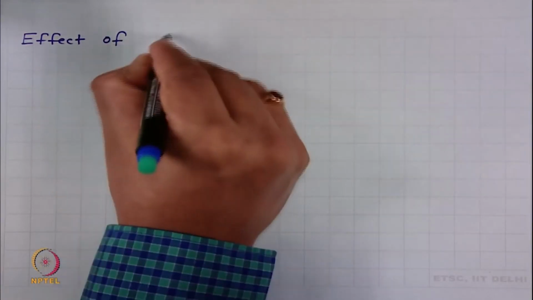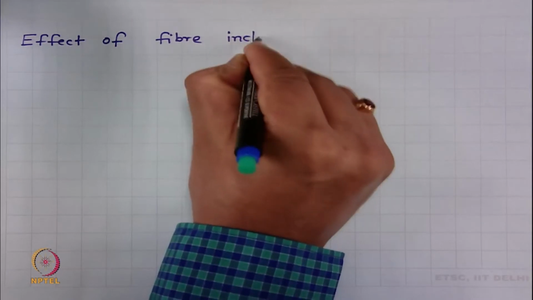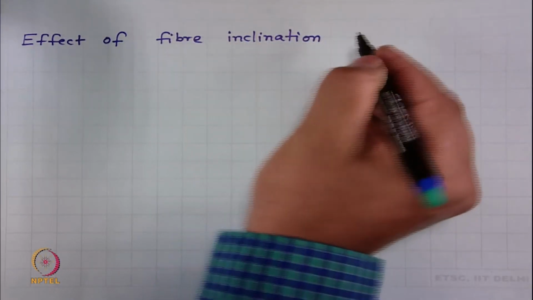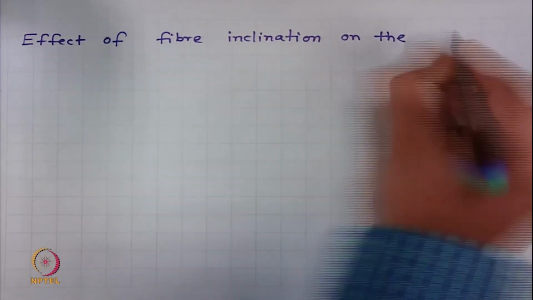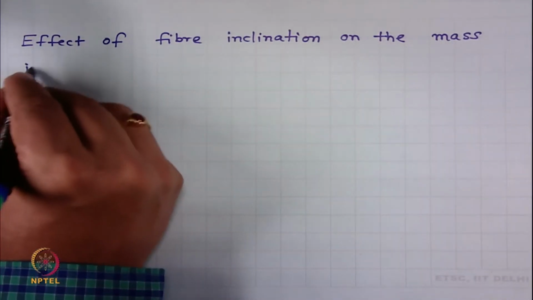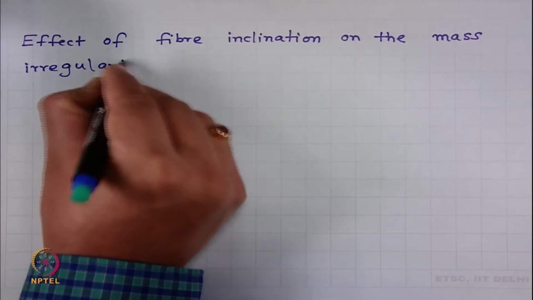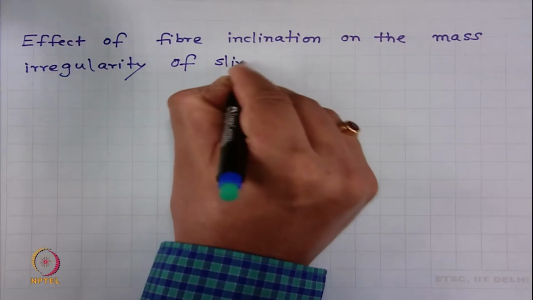Effect of fiber inclination on the mass irregularity of sliver.